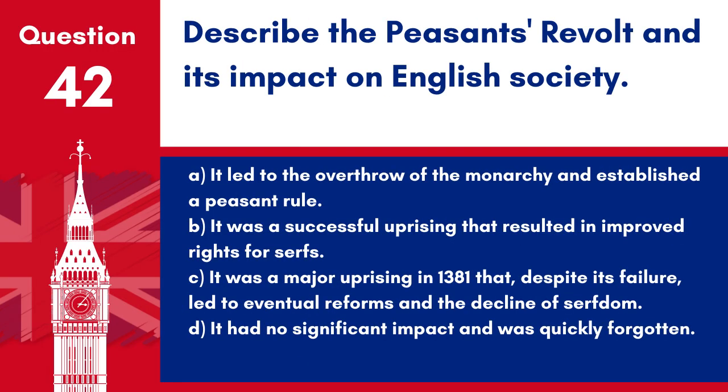Question 42. Describe the Peasants' Revolt and its impact on English society. A. It led to the overthrow of the monarchy and established a peasant rule. B. It was a successful uprising that resulted in improved rights for serfs. C. It was a major uprising in 1381 that, despite its failure, led to eventual reforms and the decline of serfdom. D. It had no significant impact and was quickly forgotten.